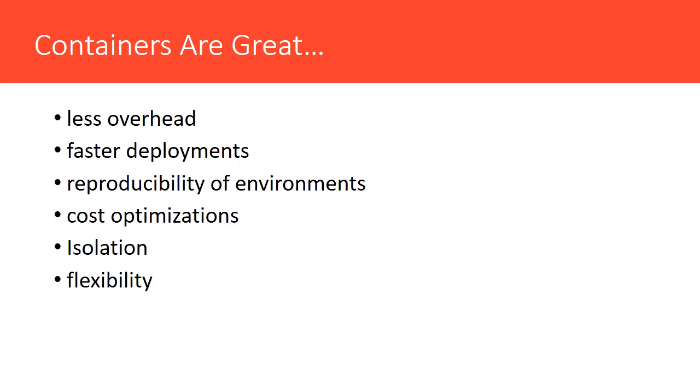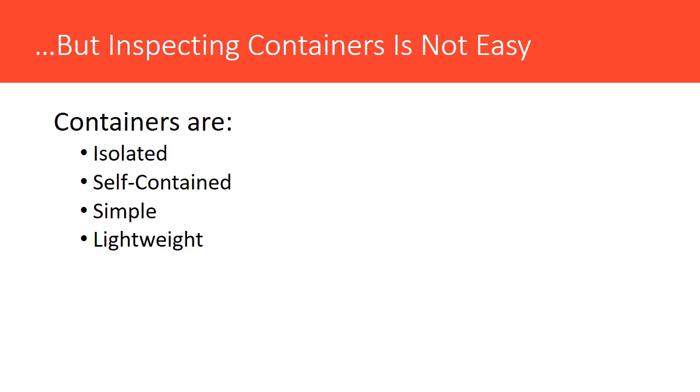So containers are great, no question on that. They are really changing the way we develop, we deploy, we maintain our software. They bring a lot of benefits: less overhead, faster deployments, reproducibility of environments, cost optimization, isolation, flexibility. These are just examples. There's much more than that. On the other hand, inspecting containers, monitoring them, having visibility in them, tends to be not completely trivial. In particular, containers are isolated, self-contained, simple, lightweight. These are all features that we love, but that also make monitoring and troubleshooting a bit harder when we're using containers.